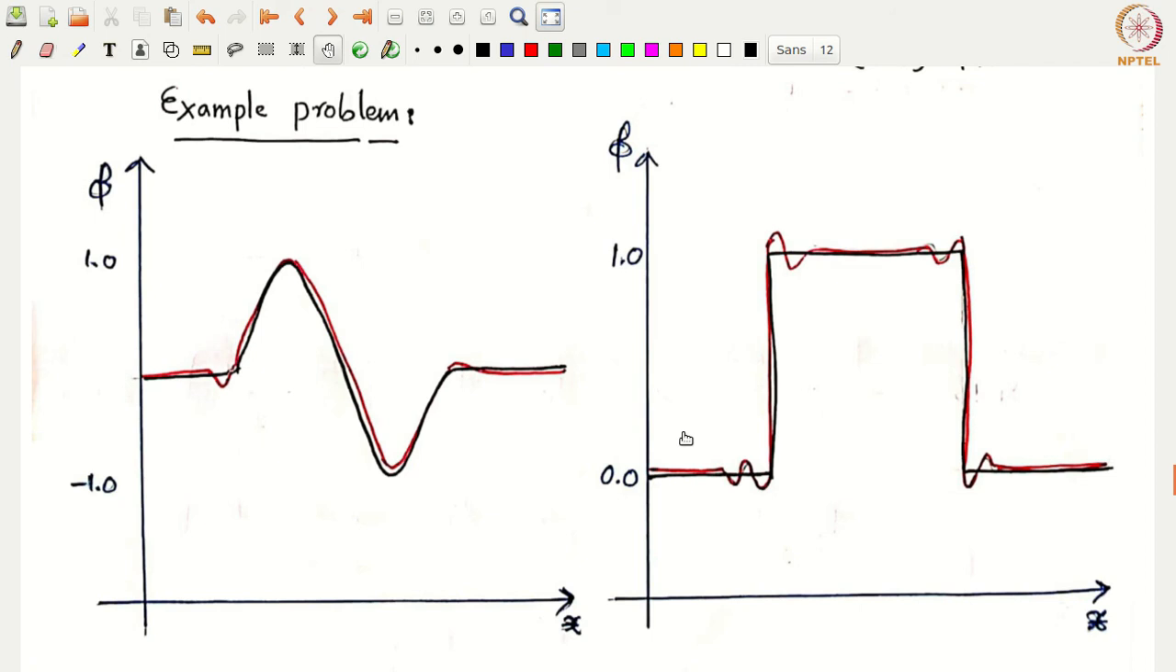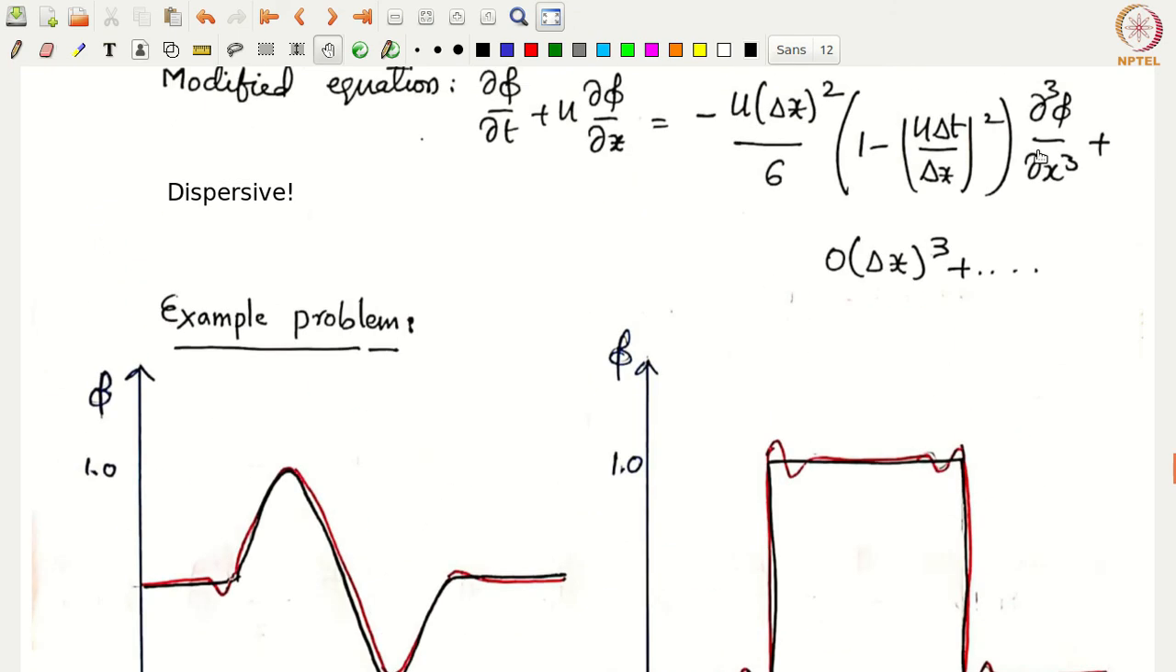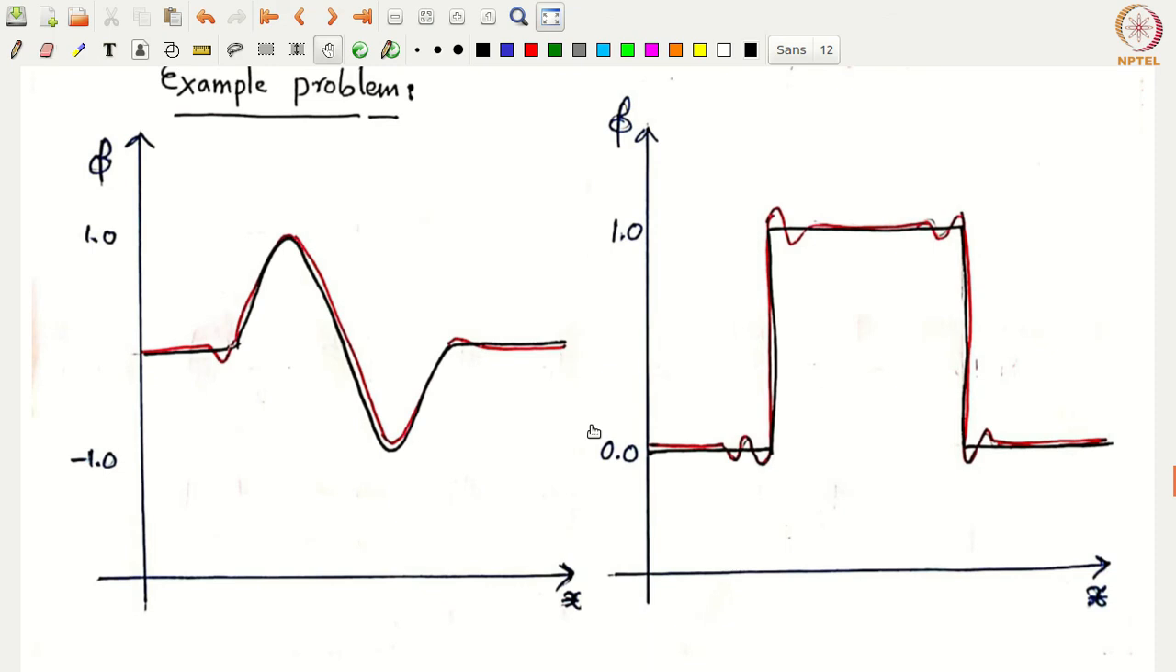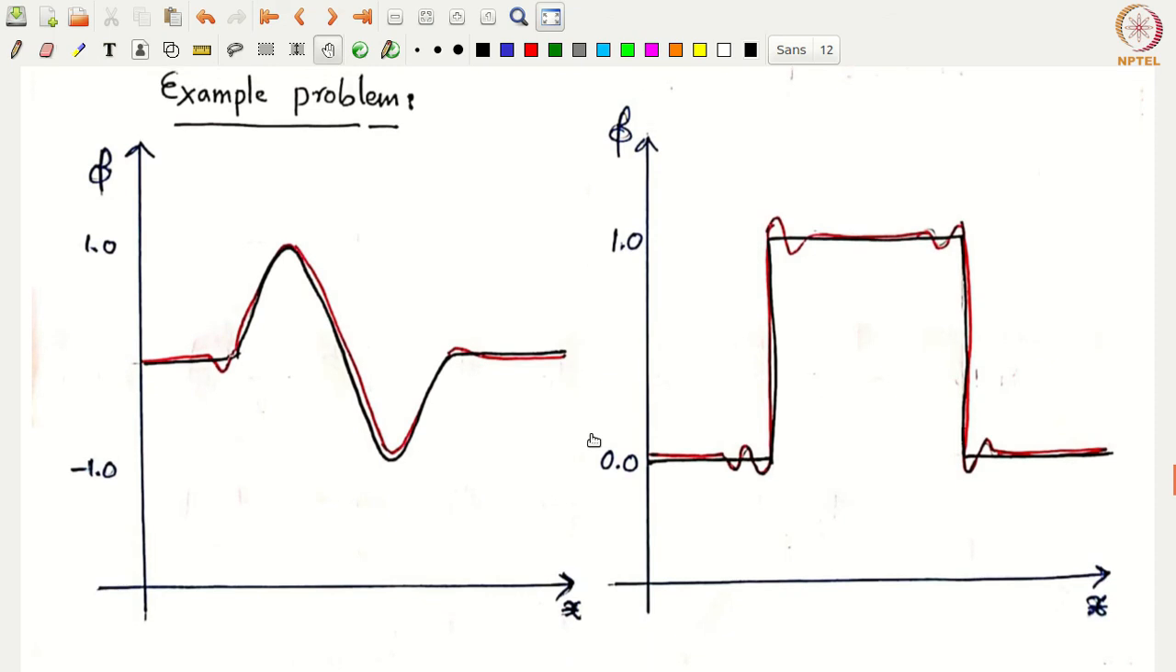The red one, as you can see, preserves the amplitude, but at the locations where there is a jump in the solution, you get some kind of oscillations. This is again because of the dispersive nature of the method. However, Lax-Wendroff seems to be much better than the upwind difference scheme, which produced differences in the amplitudes.